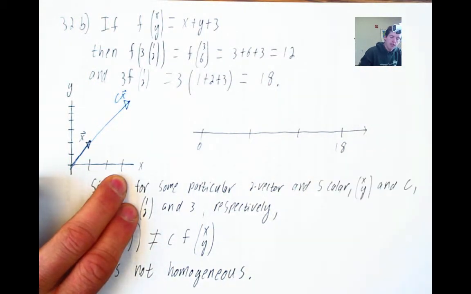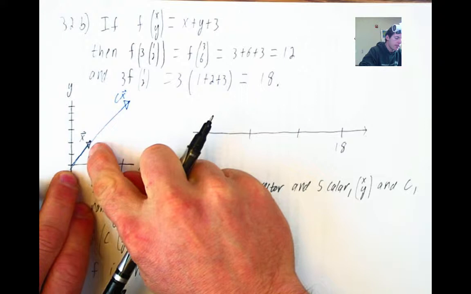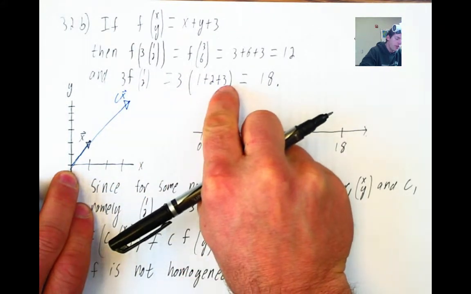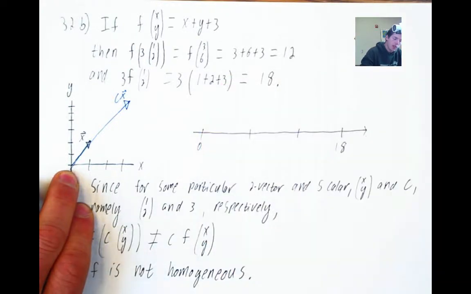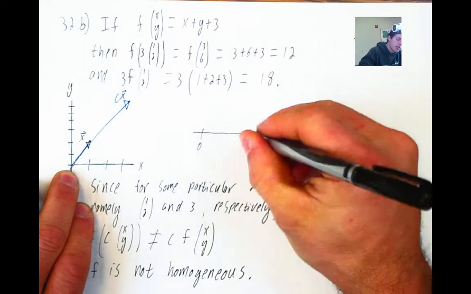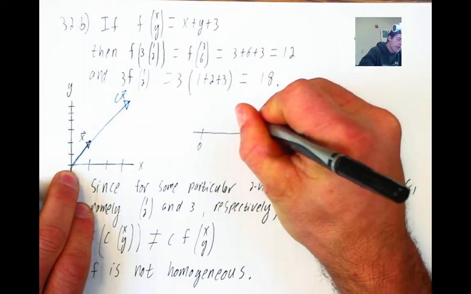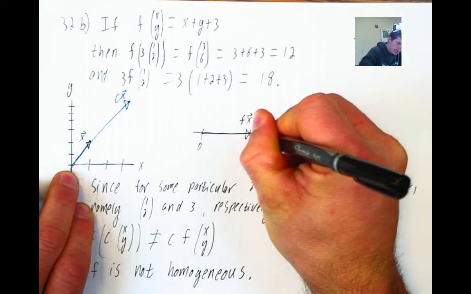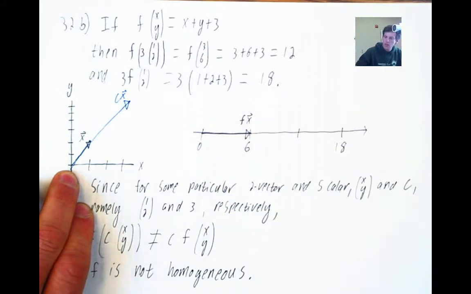Okay, and let's see, what does x get taken to? f of (1, 2) is 1 plus 2 plus 3, which is 6. So over here I've ticked off 6, 12, and 18, and f of x is right there. That's 6.